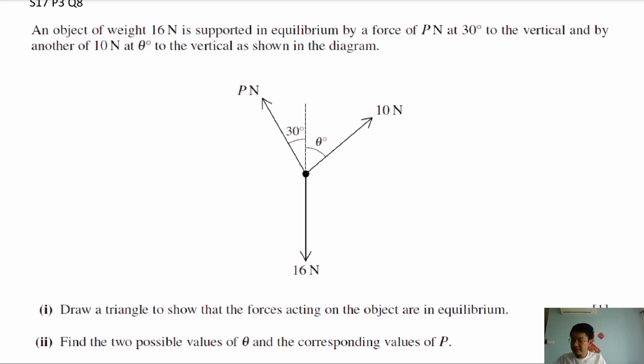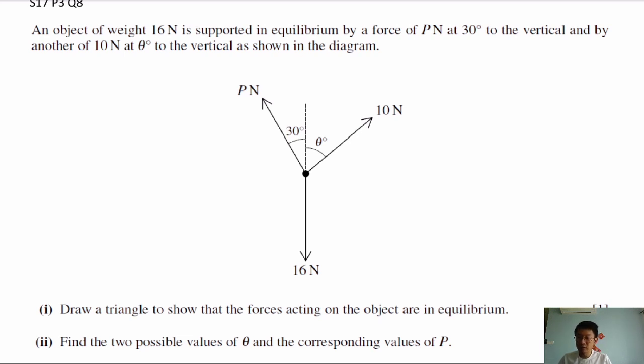Okay, let's look at this question. It is again an object with weight 60 Newton. It is supported in equilibrium by a force of P Newton and also the 10 Newton, which have angles of 30 degrees and theta degrees respectively. First, draw a triangle to show that the forces acting on the object are in equilibrium.